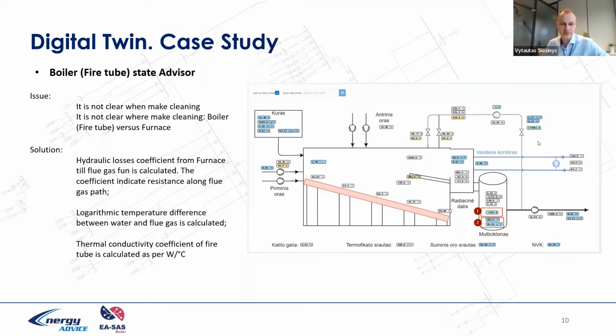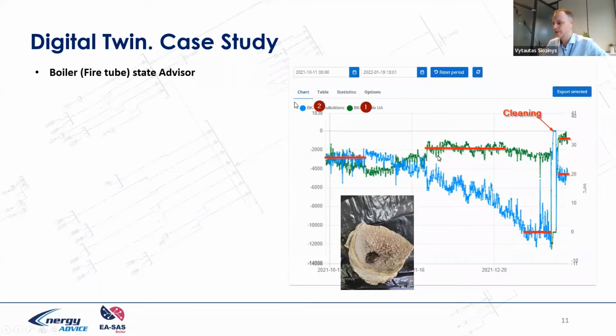So what is the benefit of that? Here we can see from the boiler operation, from September, the hydraulic losses coefficient, in blue color, is increasing, and the thermal conductivity coefficient is almost at the same level.